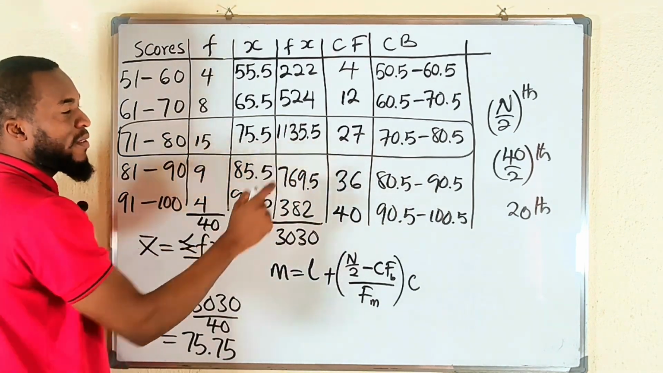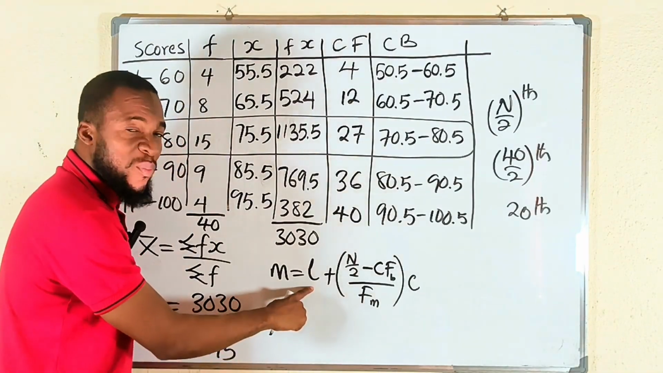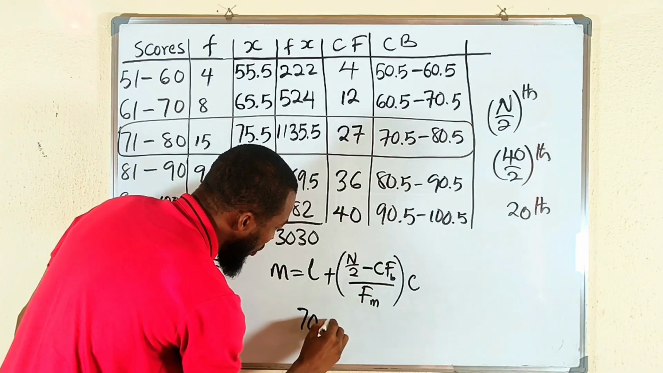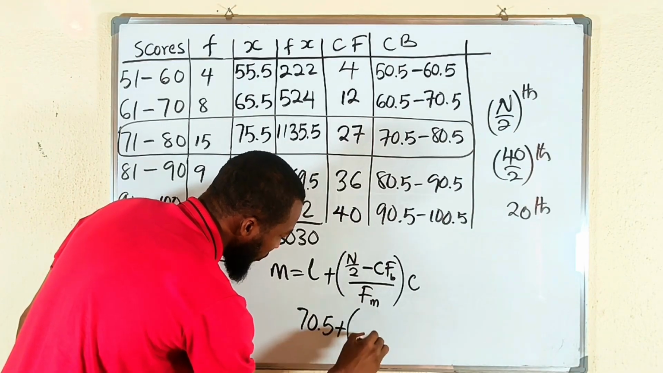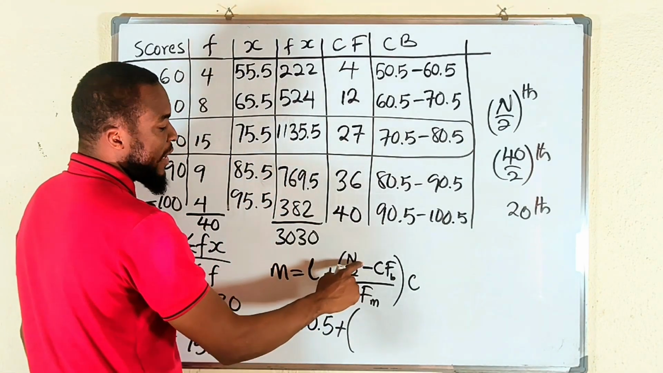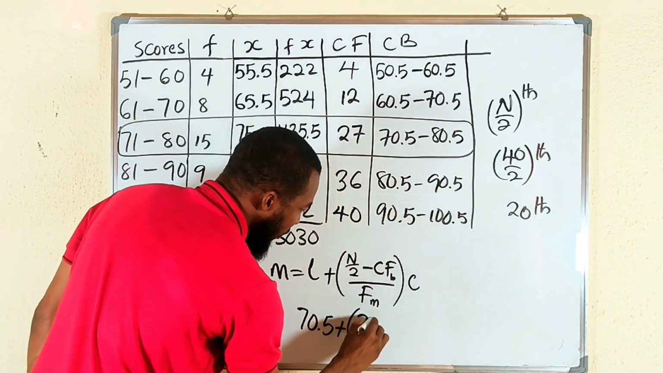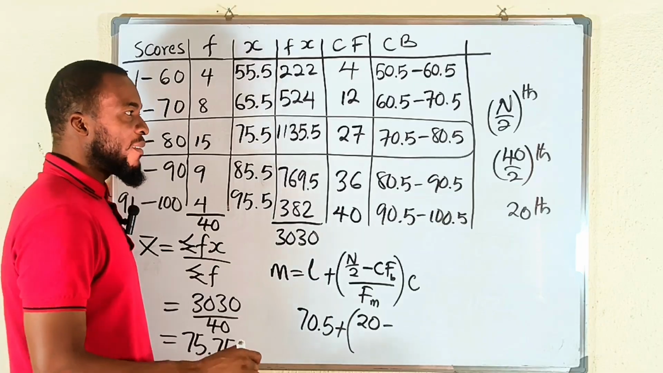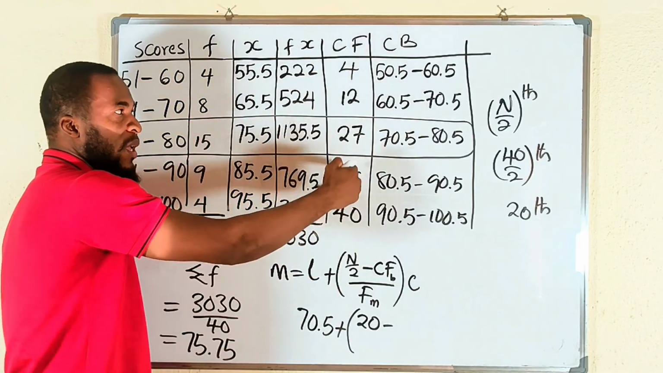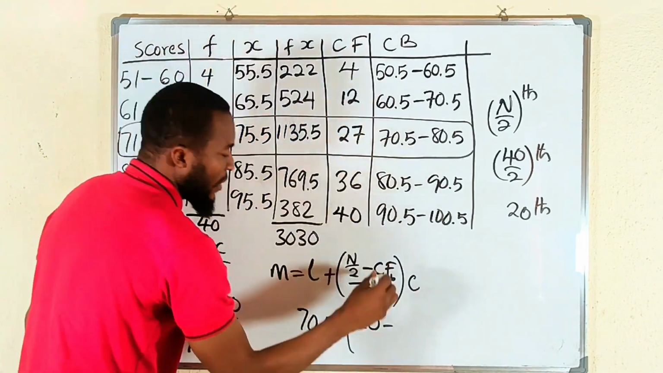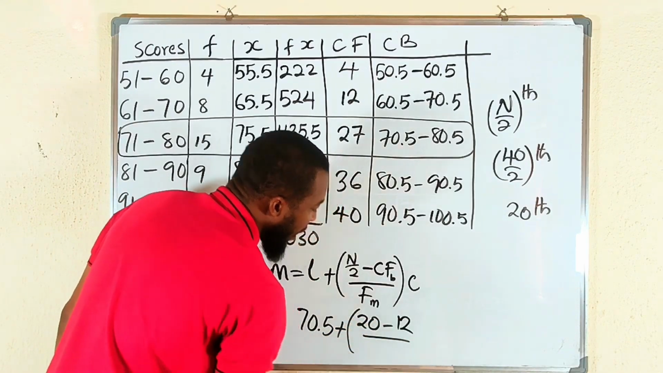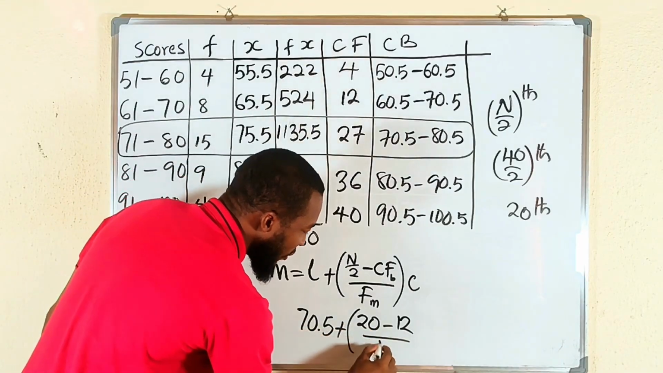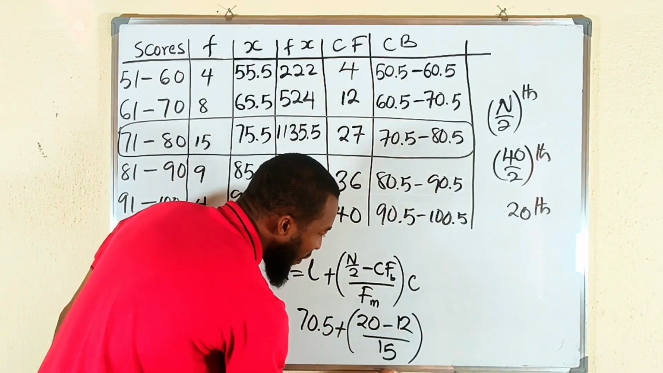So since we have seen that this is the position, what is the lower class boundary of that class? It is 70.5. So this is 70.5 plus n divided by 2, which is already 20, minus cumulative frequency before the median class. Before the median class, it is 12. Divide by frequency of the median class, which is 15. Divide by the class size.